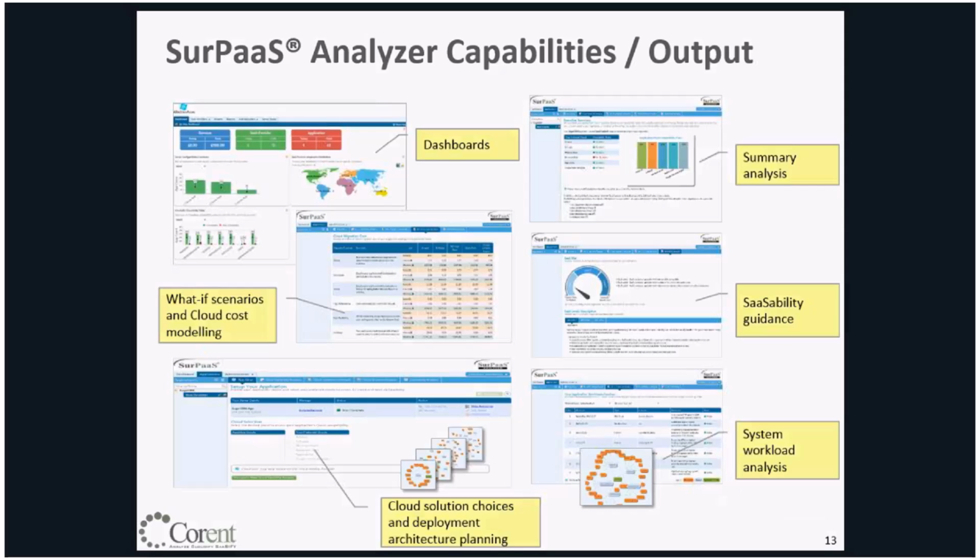The SurPaaS analyzer gives you a lot of information. It is mostly structured as a very dynamic, interactive reporting mechanism where you actually go in, look at the dashboard of the things that you're analyzing, particularly for a number of applications. And then you can go and look at all the different what-if scenarios, particularly from a cost modeling. You can go and make changes to how you actually model the environment. And at the same time, you could also get a summary analysis, also get guidance on how you would work with workloads, plan your topologies, make those decisions, and eventually look at the guidance on the SaaSability as well. So I will show that in the demo in a few minutes.